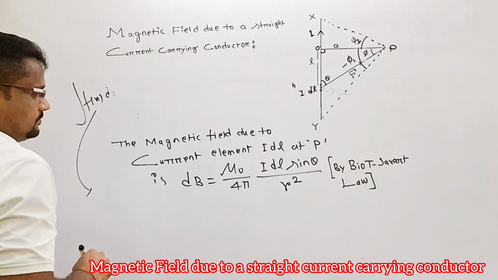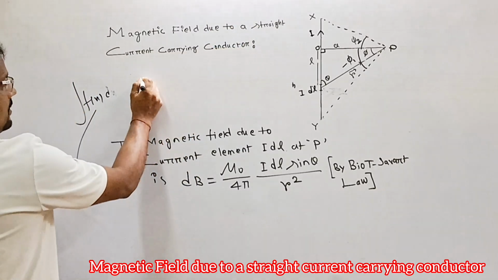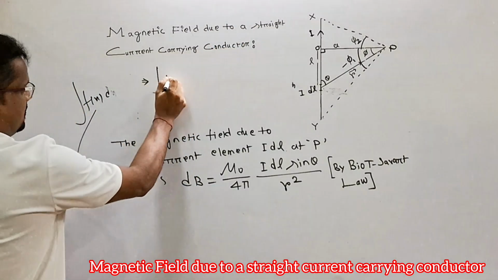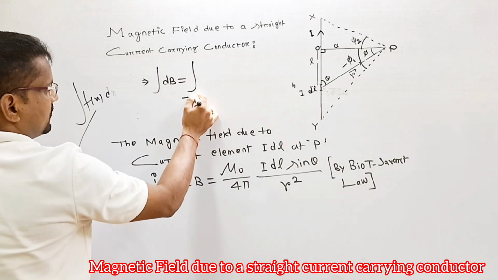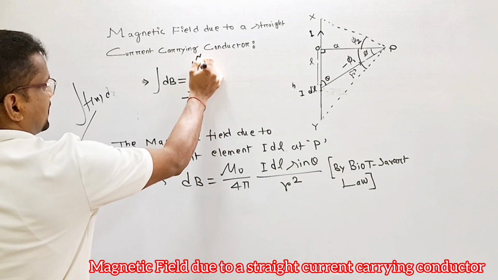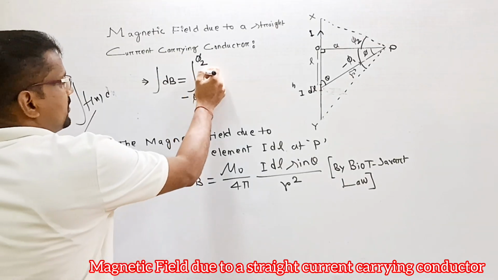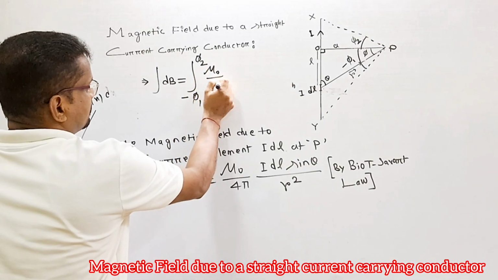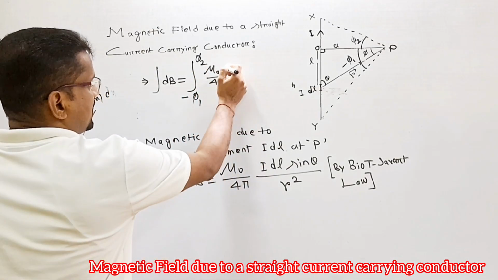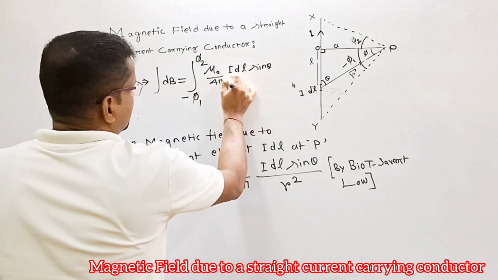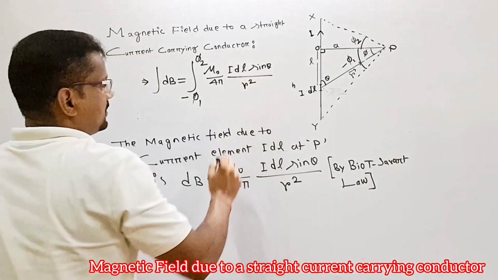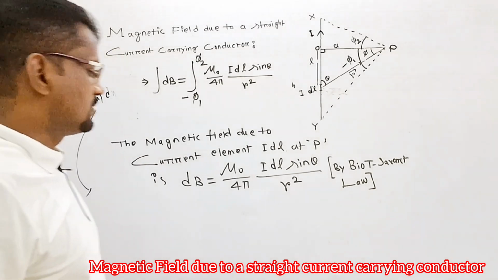Now let's see: this implies integration of dB equals integration from minus phi 1 to phi 2 of mu naught by 4 pi, I dl sin theta divided by r square.